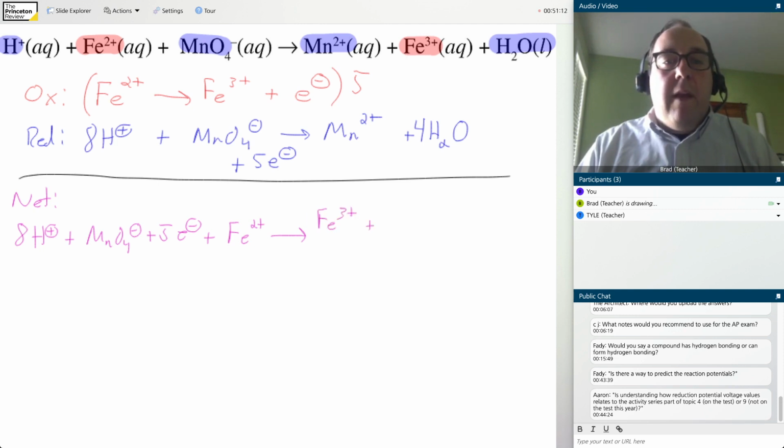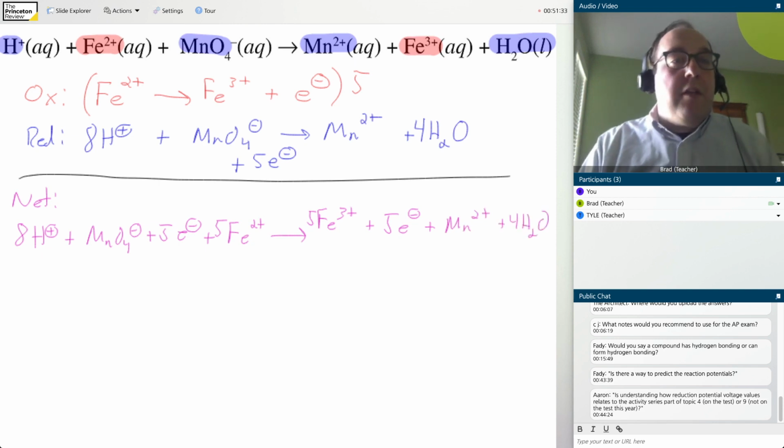Sorry, I forgot to carry through those coefficients, right? The iron should be multiplied by 5 because I had to distribute that 5 in to the electrons as well as the iron species. So I've got 5 electrons on the right hand side. I've also got manganese 2 plus and 4 H2O molecules. This is what the net reaction looks like initially.